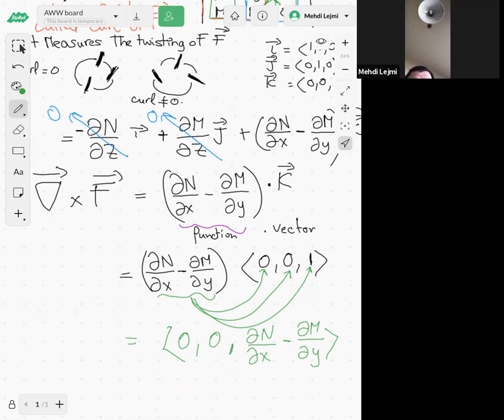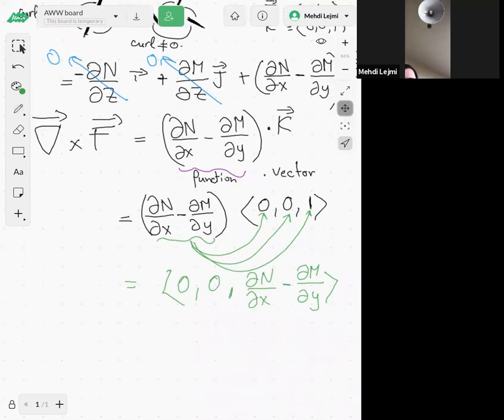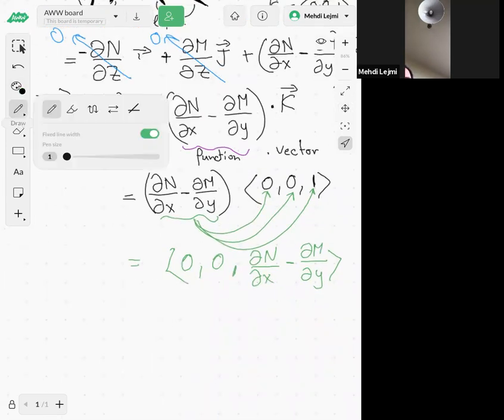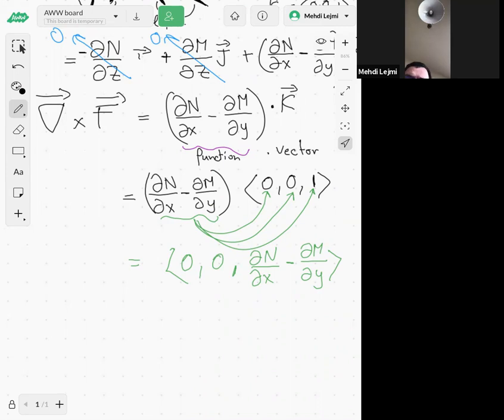Now, this is a vector, right? When you do a scalar product, you get a number or a function. When you do a cross product, you get a vector. So now if I want to get just this function here, partial n, partial x minus partial m, partial y, what I can do is take my cross product, the curl of f, which is a vector equal to exactly this here, and take the scalar product with the vector k, which is 0, 0, 1. So here, this is a scalar product.